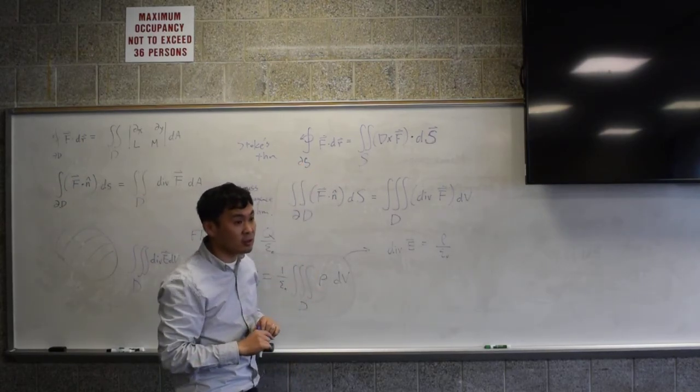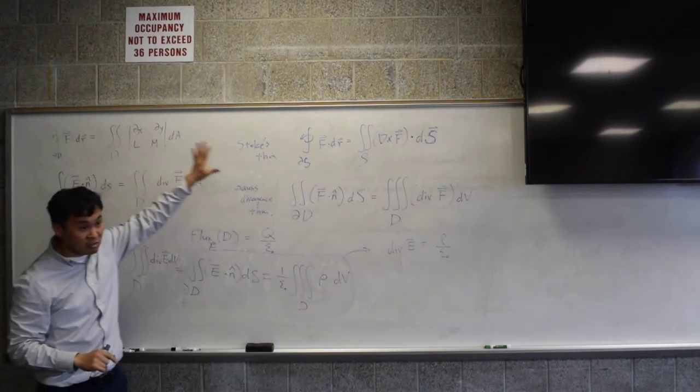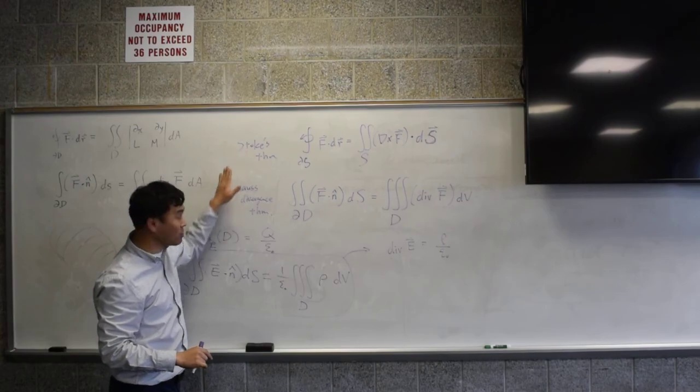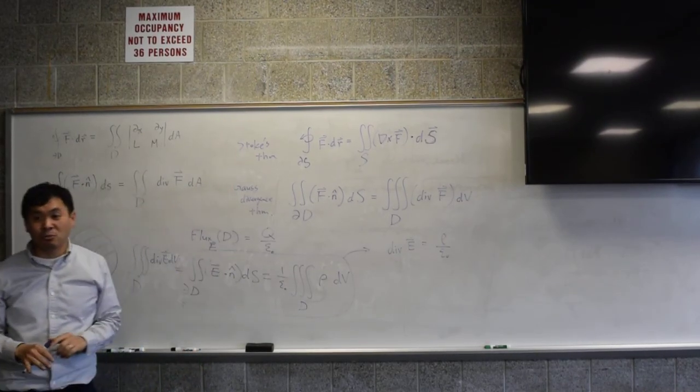So Green's theorem is only 2D, and they have counterparts in 3D. One is called Stokes theorem, another is Gauss divergence theorem. So hopefully this was enlightening.